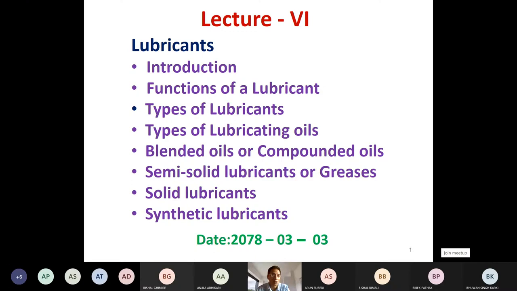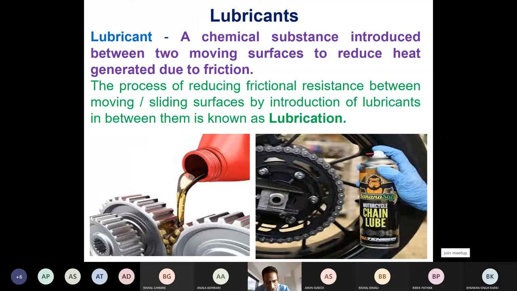Which were asked in the last semester. Now, the lubricant, the very prominent diagram, then you have the detailed information about that. What is a lubricant? A chemical substance introduced between two moving surfaces to reduce heat generated due to friction. The process of reducing frictional resistance between moving or sliding surfaces by using lubricant in between them is known as lubrication. Then the picture shows the function of lubricant, and that picture will give information about the lubricant.